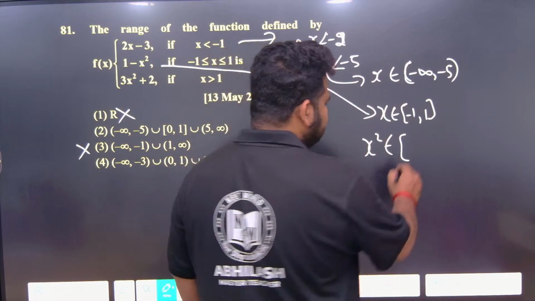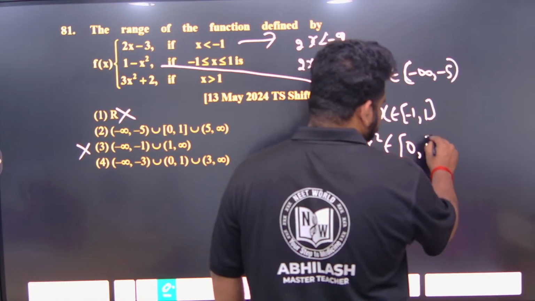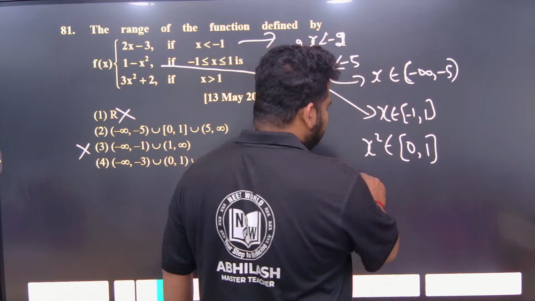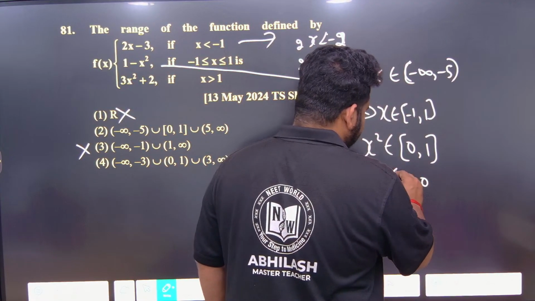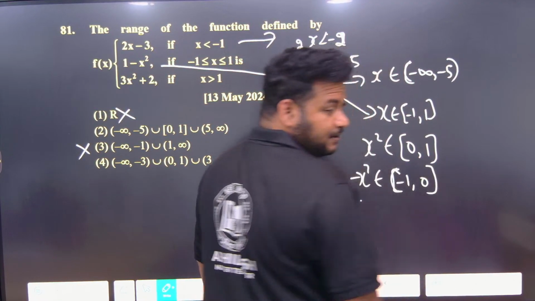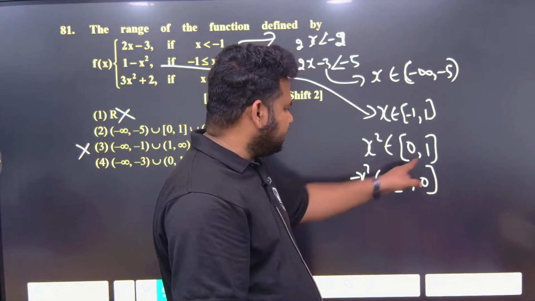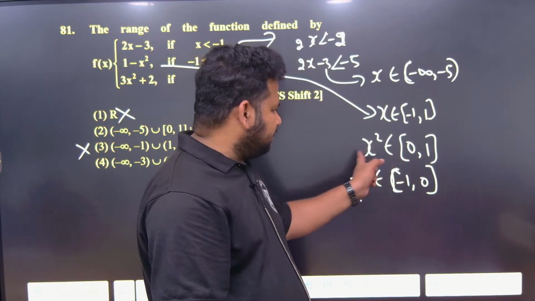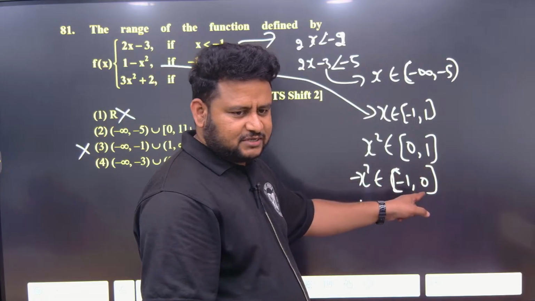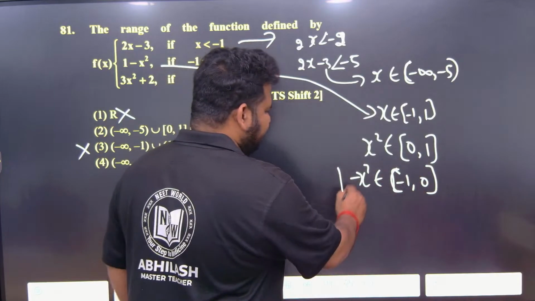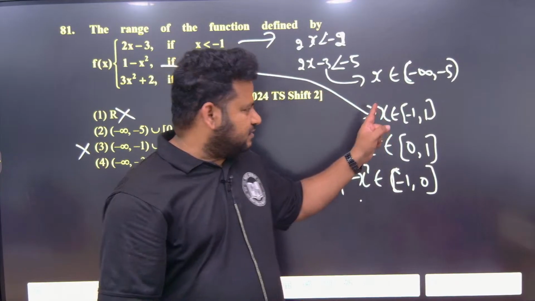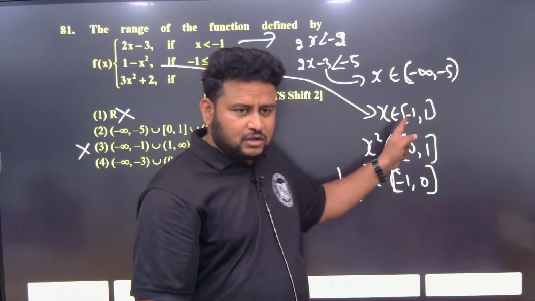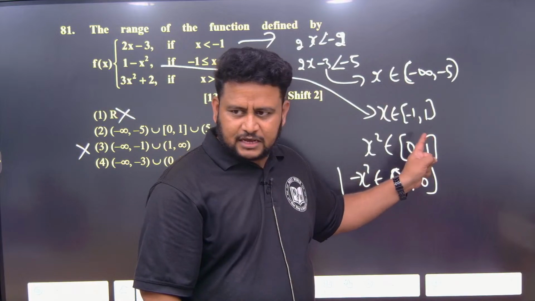So this will be 0, 1. What about minus x square? Minus x square will become minus 1, 0. If I multiply with minus sign, minus 1, 0. Now I'll add 1. Understood or not? See here, I have taken x belonging to minus 1 to 1. Everyone clear here?